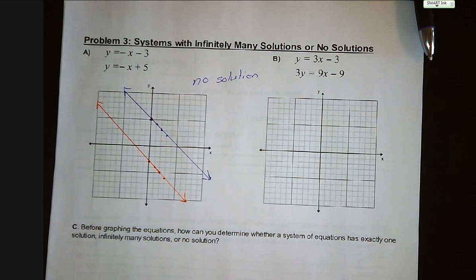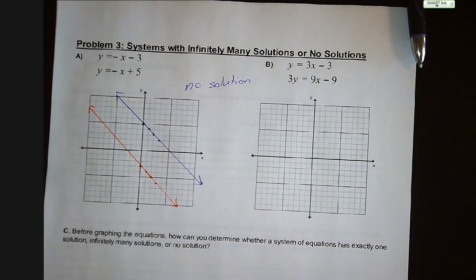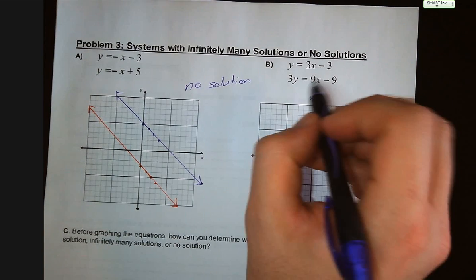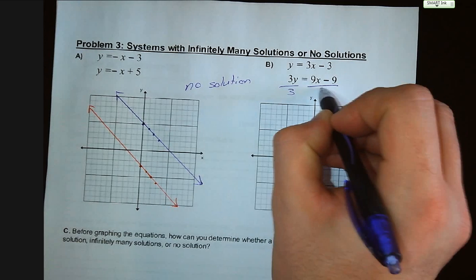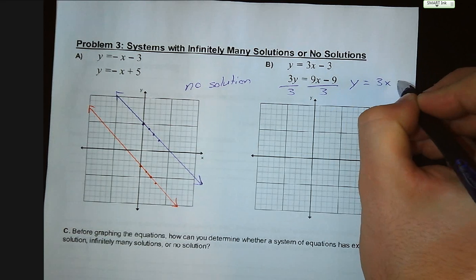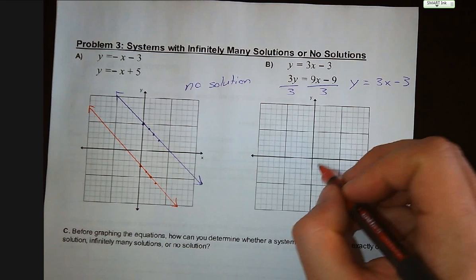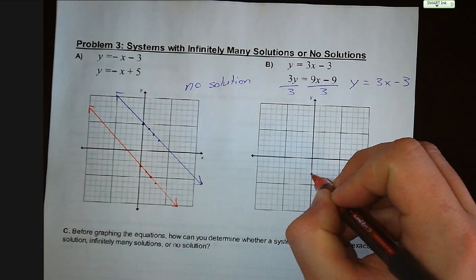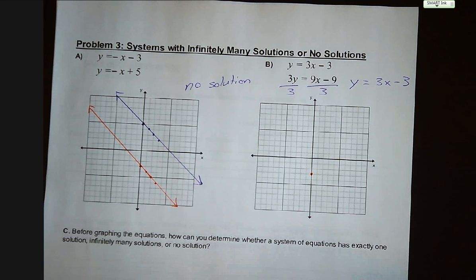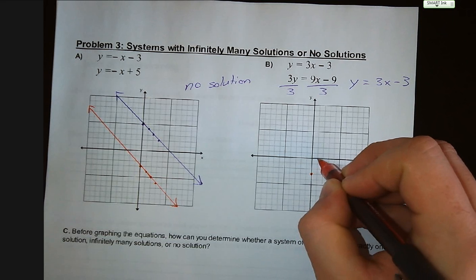All right. Letter B, we've got one equation in slope-intercept form, one equation in kind of slope-intercept form. So we need to get that y by itself in the second equation. So we're going to divide both sides by 3. And we get y equals 3x minus 3. So we're going to have a y-intercept at -3 and a slope of 3. So we're going to go up 3 and to the right 1, and up 3 and to the right 1.